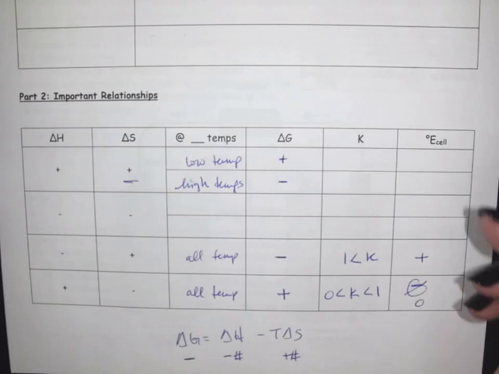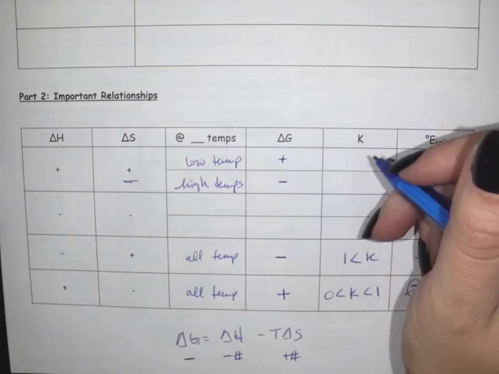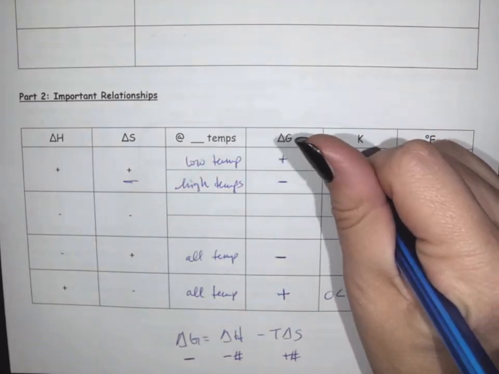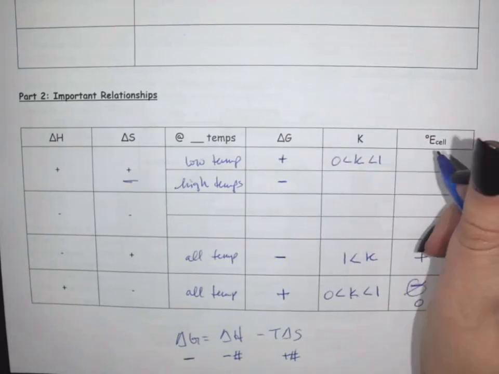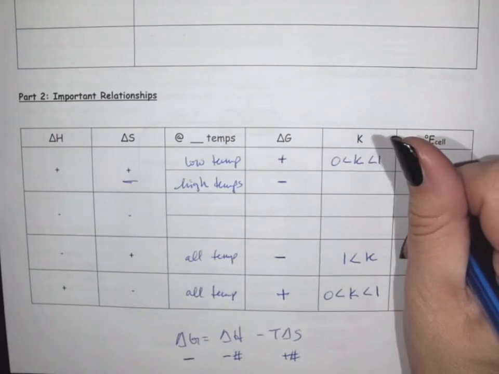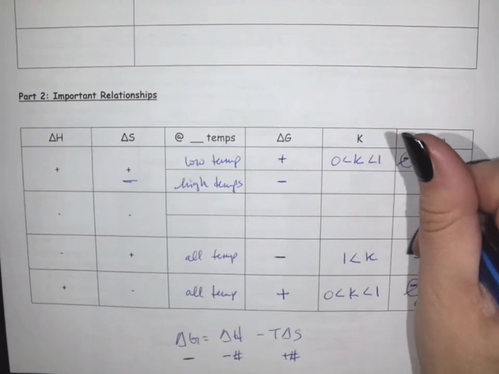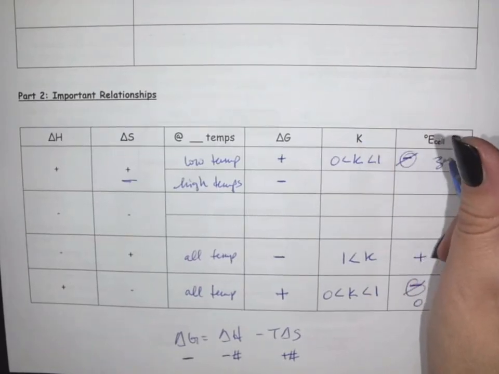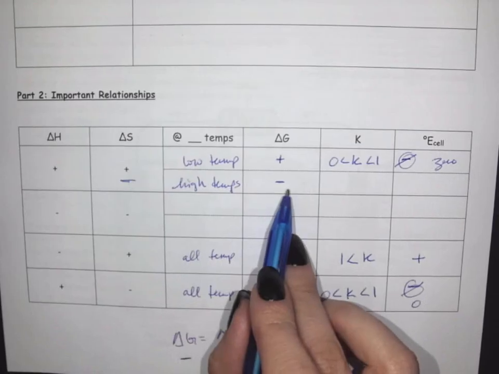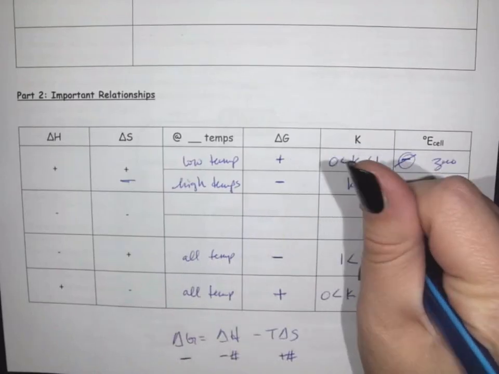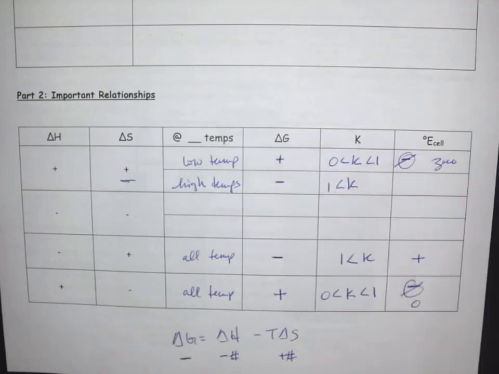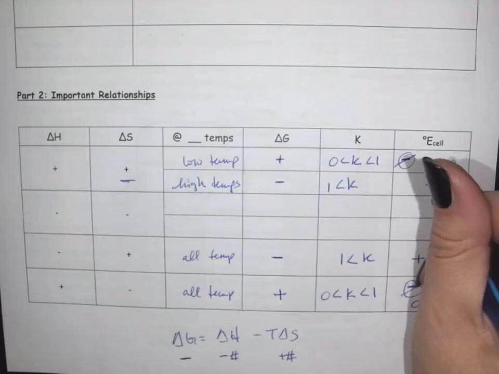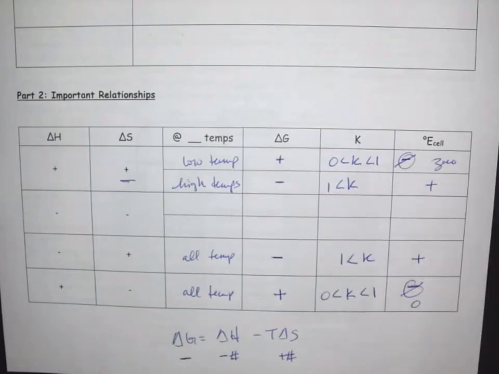And then we see this mimicked here. We know that whenever delta G is positive, our K value is greater than 0 but less than 1. And that's when we might calculate a negative voltage, but actually it's not negative, it's 0. When it's a negative delta G, that's when our K value is greater than 1. And we'd have some positive number for our voltage.